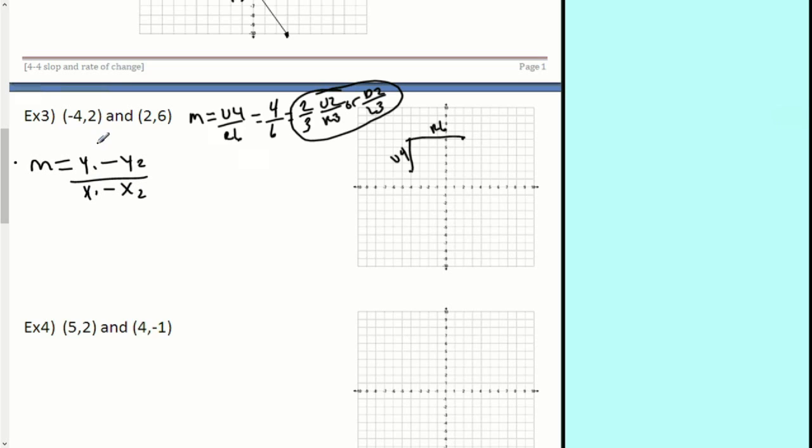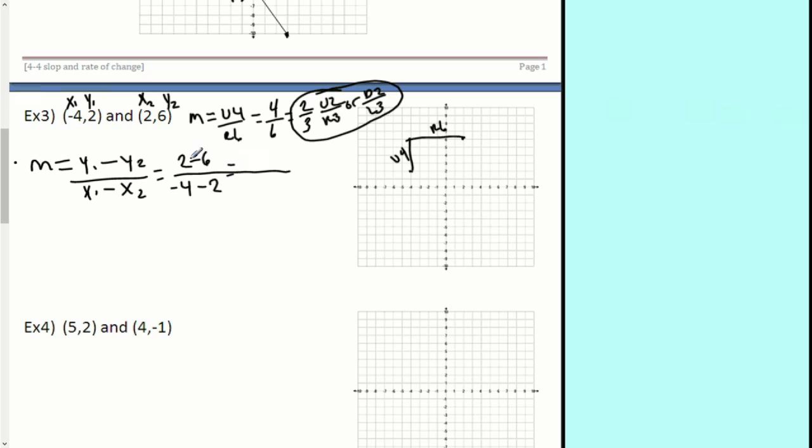Pick one of the points, call it the first point. So this is x1, y1, and this is x2, y2. And then all you do is you fill in the blanks. It's quite easy to do. It says y1, so what's y1? 2. 2 minus what? 2 minus y2 is 6, so 2 minus 6. x1 is negative 4, so it's negative 4 minus x2 is 2, so negative 4 minus 2.